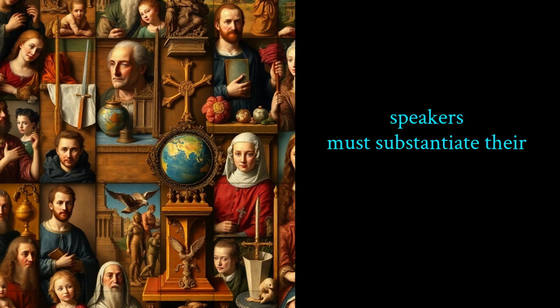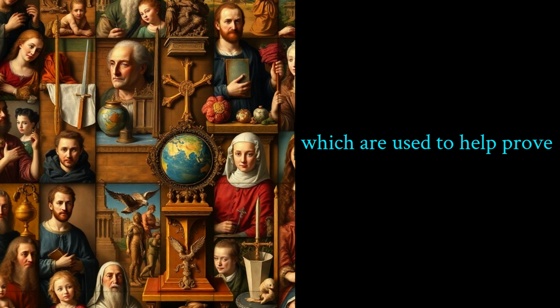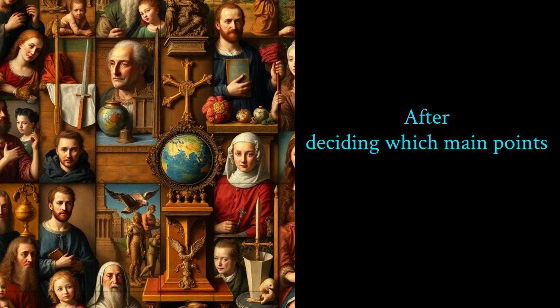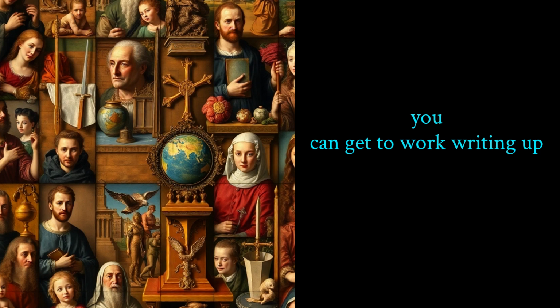Main points do not stand alone. Instead, speakers must substantiate their main points by offering up examples, statistics, facts, anecdotes, or other information that contribute to the audience's understanding of the main points. All of these things make up the subpoints, which are used to help prove the main points. This is where all of your research and supporting information comes into play. After deciding which main points and subpoints you must include, you can get to work writing up the speech.